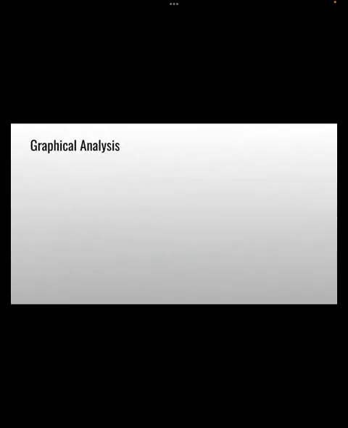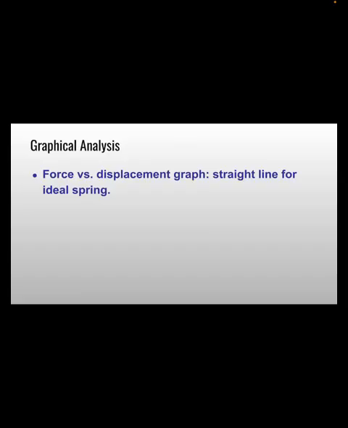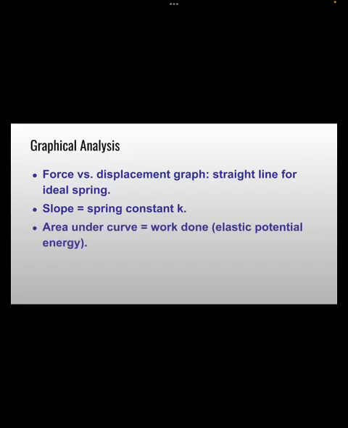Now, if we make a force versus displacement graph, then since force is directly proportional to displacement, the graph is going to be a straight line. And the slope of that graph will give us a value of k. And later on, we're going to learn that the area under the curve would be equal to the work done or the change in elastic energy for a spring.